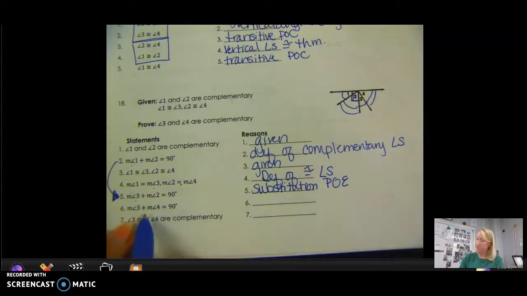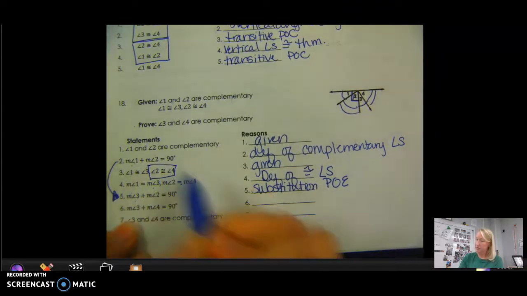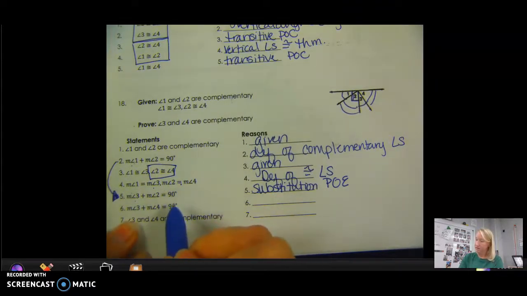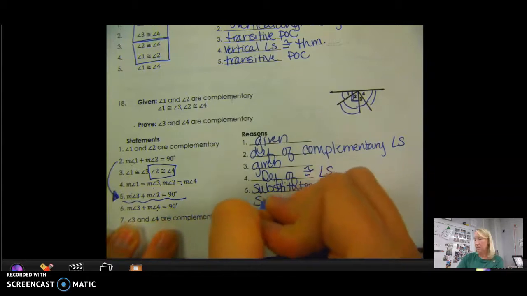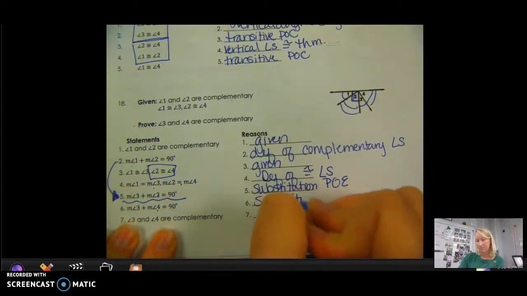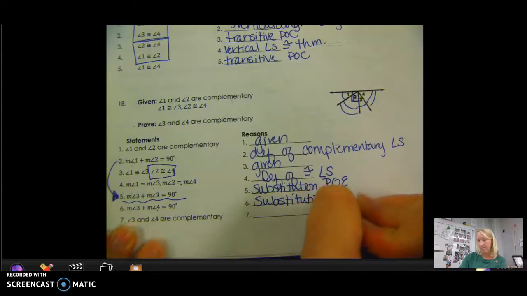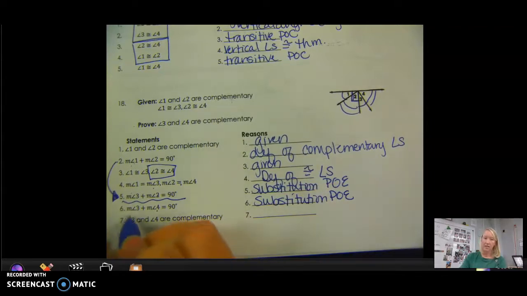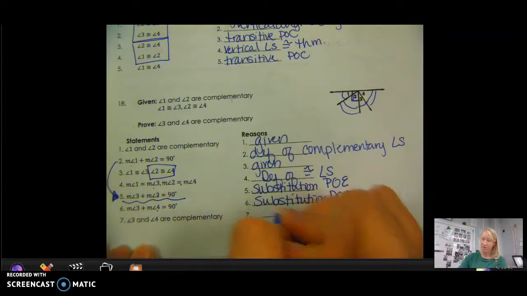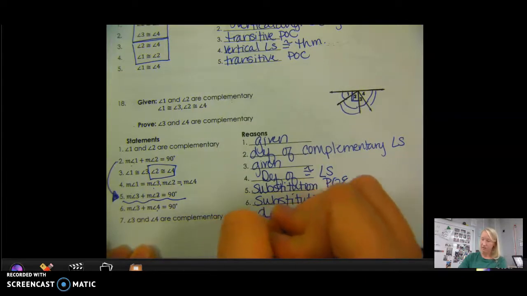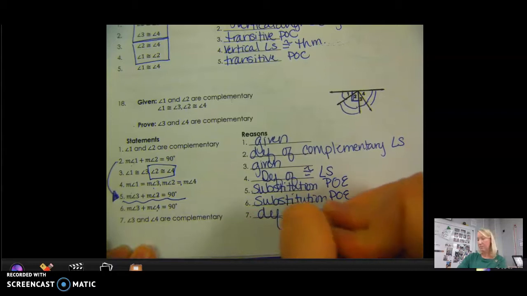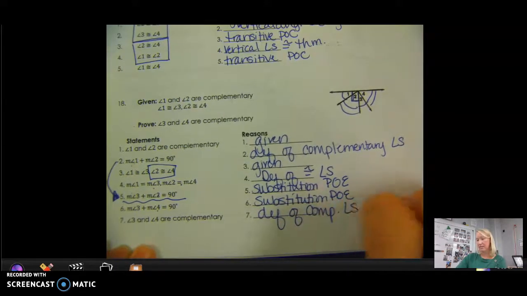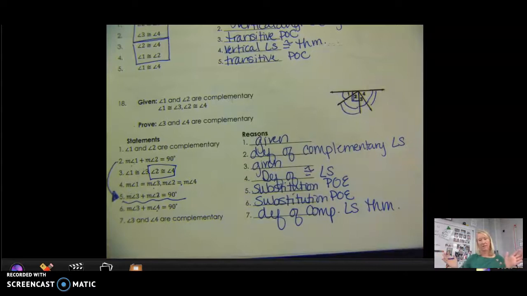And they did something similar here. Since I know that 2 is congruent to 4, and we know this guy, they took out 2 and they placed in 4. So that again would be substitution, POE. Since I know that angle 3 plus angle 4 equals 90 degrees, that means that they are complementary. So that would be the definition of complementary angles theorem. And we got to the end.